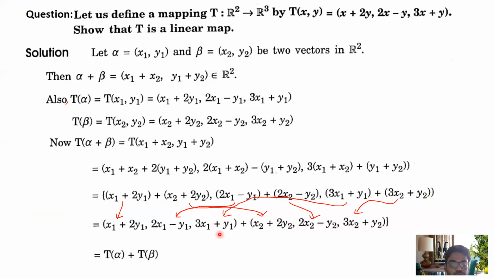So this first portion is nothing but T alpha, and the second portion is nothing but T beta. So it is clear that T(alpha + beta) is equal to T alpha plus T beta. That is, the first condition is satisfied. What is next? We want to prove that T(C alpha) is equal to C T alpha.